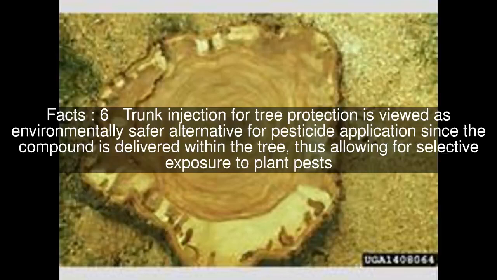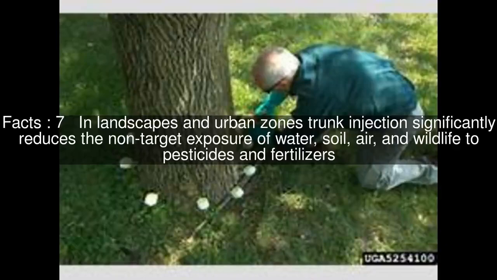Trunk injection for tree protection is viewed as an environmentally safer alternative for pesticide application since the compound is delivered within the tree, thus allowing for selective exposure to plant pests. In landscapes and urban zones, trunk injection significantly reduces the non-target exposure of water, soil, air, and wildlife to pesticides and fertilizers.